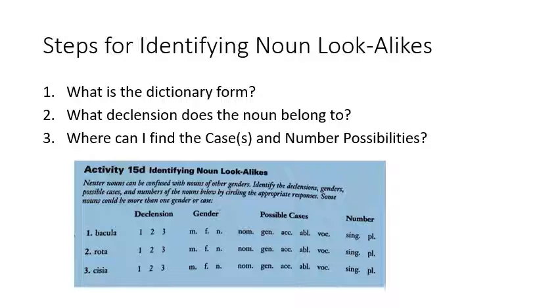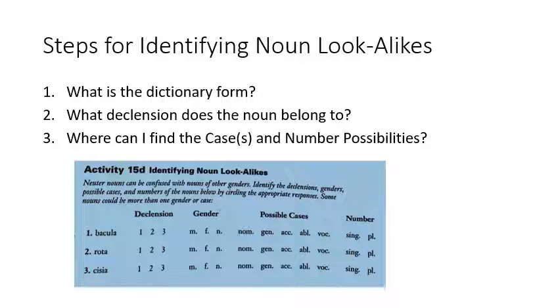The first thing you have to know is, what is the dictionary form? Obviously, you're going to look in the dictionary for the dictionary form. We'll do that first. You also have to know what declension the noun belongs to. Once you know the dictionary form, you can figure out the declension. We'll look at that second. Once you know the dictionary form and the declension, then you have to ask, where can I find the case and number possibilities? All the different possible cases and numbers that noun could be. We'll do that third.